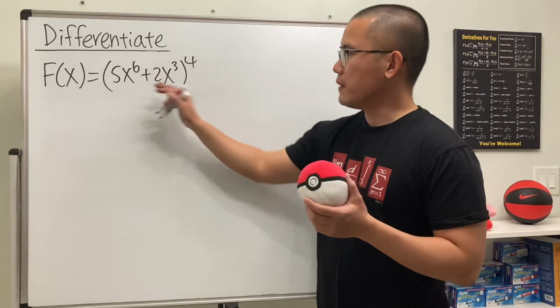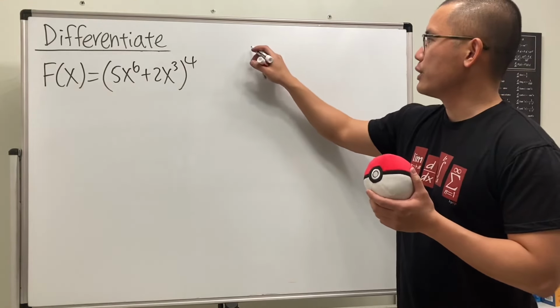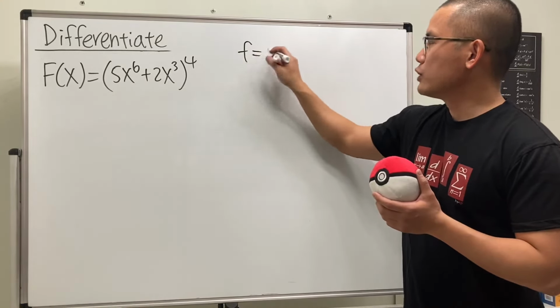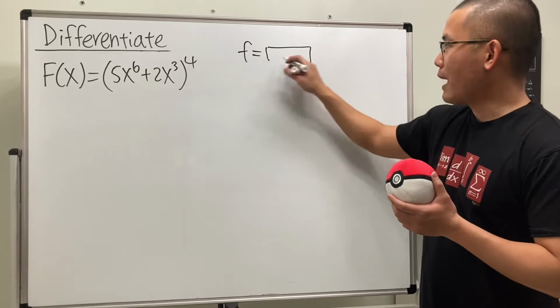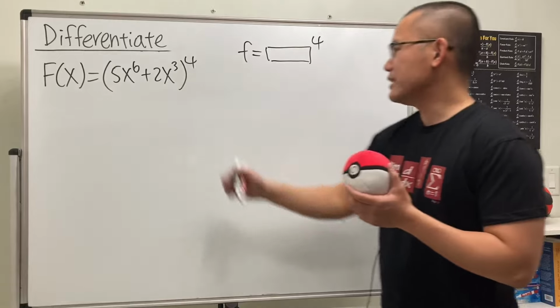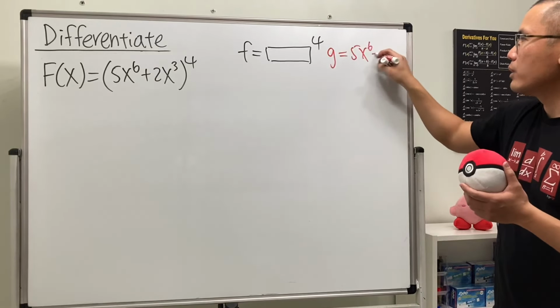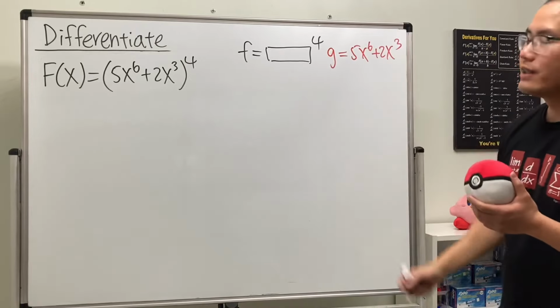And the outer function is this to the 4th power, right? And let me just put it down on the side for you guys. I will denote the outer function with f, and then we are going to draw a box and raise that to the 4th power. And for the inner function, it's just that, and that's denoted by g, and we get 5x^6 + 2x^3.